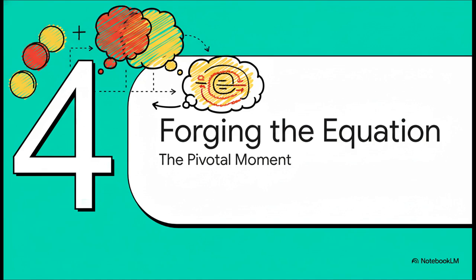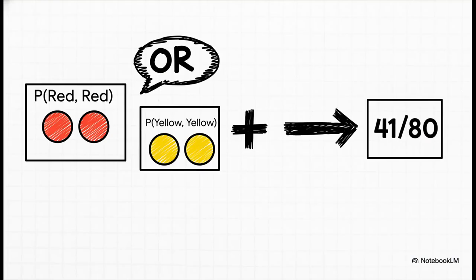In probability, when you hear "or," you add. And this is the heart of the whole problem. The probability of getting 2 reds or 2 yellows is just the sum of the 2 probabilities we just found. And the question straight up tells us that this whole thing equals 41 over 80. We've just built our master equation.